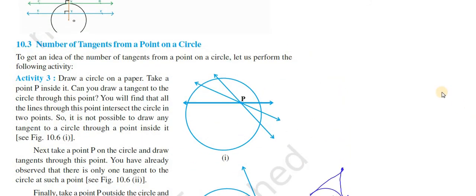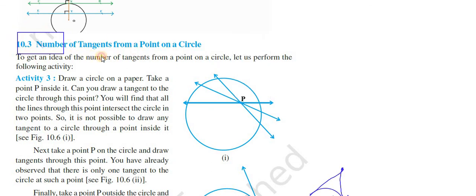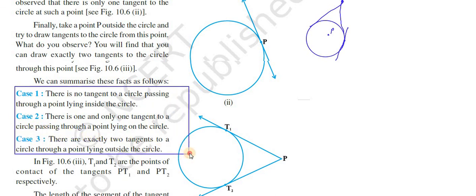In the classwork you write like this. So first you write this heading: the number of tangents from a point to a circle. So first write this heading. After writing this heading, we come for this. So don't write case 1, just write 1, 2, 3 and write those points.